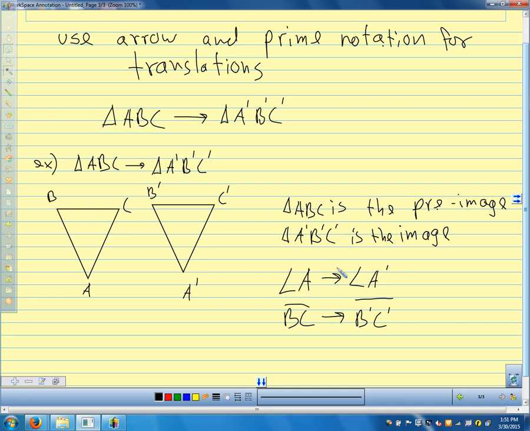And since a rigid transformation doesn't change distances and angles, what would we say about these two triangles? If corresponding sides are the same lengths and corresponding angles are the same angle measures, what would we say about these triangles? They're congruent. Rigid transformations keep the figures congruent. All right. Questions so far?